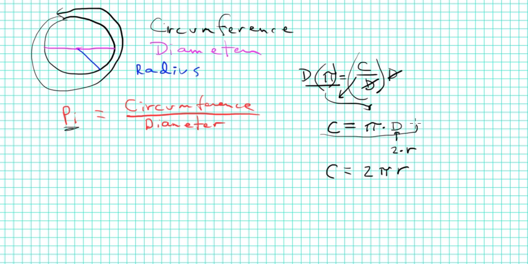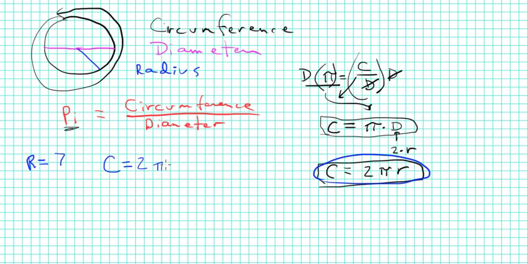So these are two formulas that actually are the same formula, and they're written in two different ways. Pi times the diameter and 2 times pi times the radius. So those are two ways to find the circumference. And it depends on what we're given to decide what we're going to use. For example, let's say we have radius equals 7. Find the circumference. Well, I'm going to use this one now, 2 times pi times the radius. So 2 times pi times 7. Well, that means 14 pi.